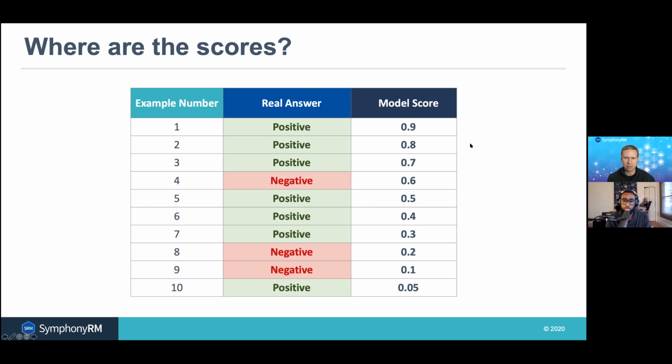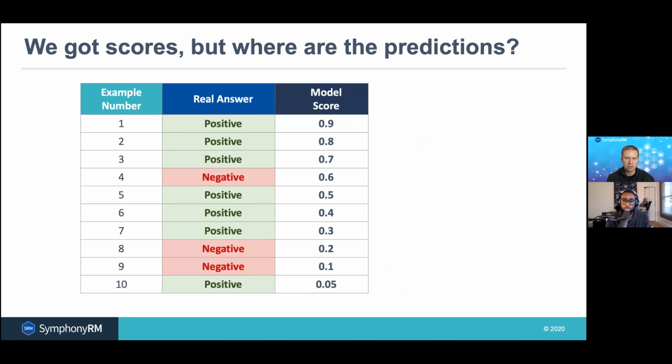But something happened when we assigned the scores. Where are our predictions or our answers? Before we said our model was guessing yes or no or positive or negative, but now we just have these numbers. So this is another very fundamental concept that we'll introduce. And this is a really important slide.